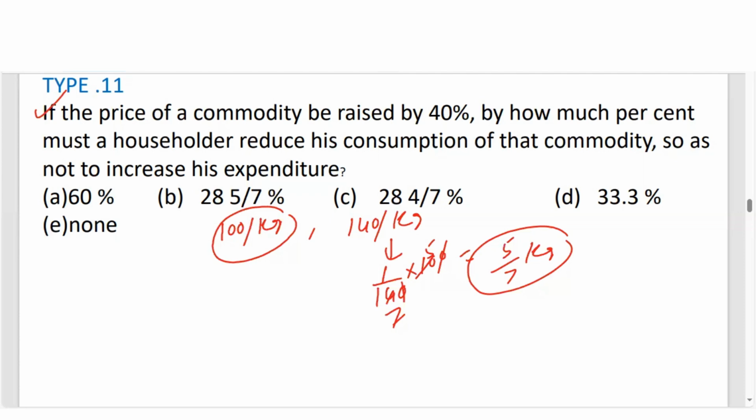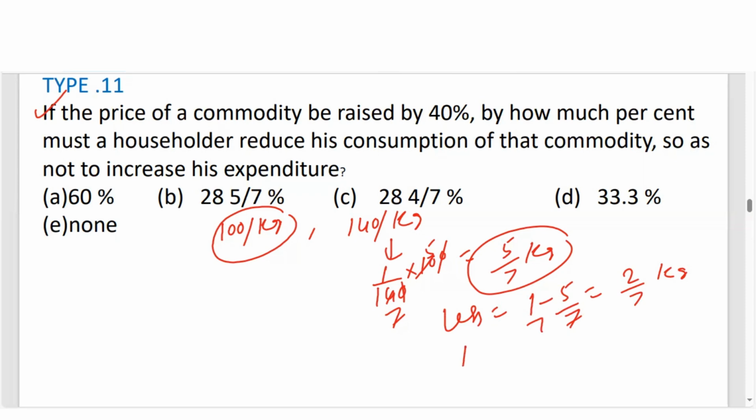So how much less are they getting? The less amount equals 1 minus 5 by 7. Previously he was getting 1 kg, now he is getting 5 by 7 kg. 1 minus 5 by 7, we get 7 minus 5, 2. That is 2 by 7 kg he has to reduce.